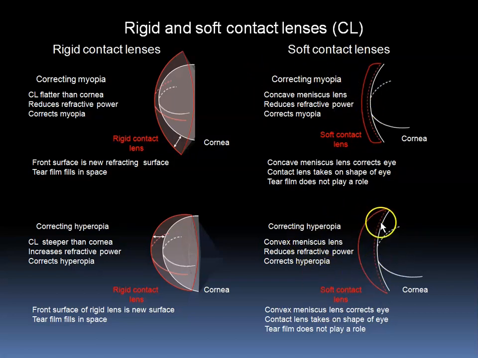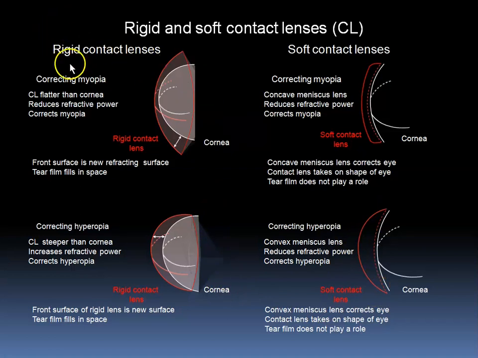Similarly, in the hyperopic eye, we have a contact lens where the posterior surface matches that of the cornea because it is soft and drapes itself over the cornea, but the anterior surface of this contact lens is more curved, and this allows a greater overall power, and thereby moving the image more anteriorly in this hyperopic eye to get a better result. In the soft contact lenses, the tear film does not play a role because it is only the anterior surface curvature that does the job.